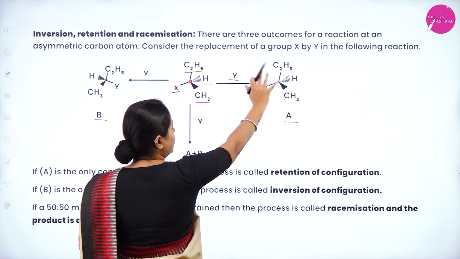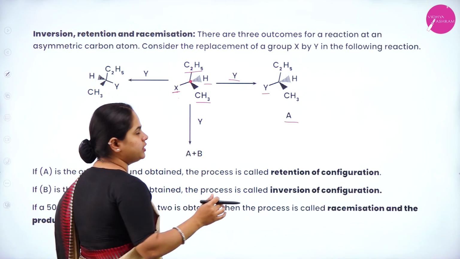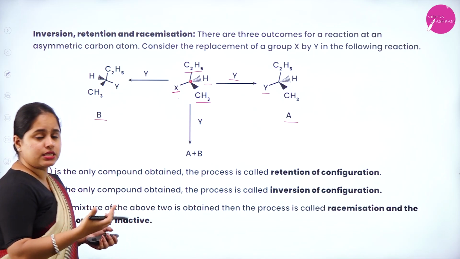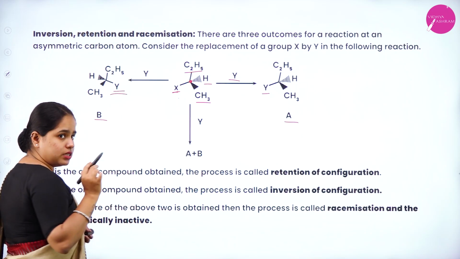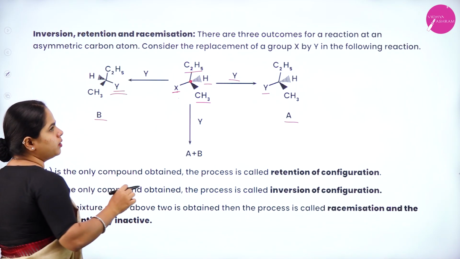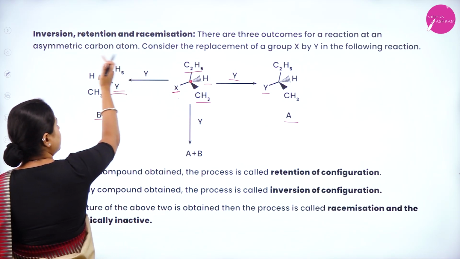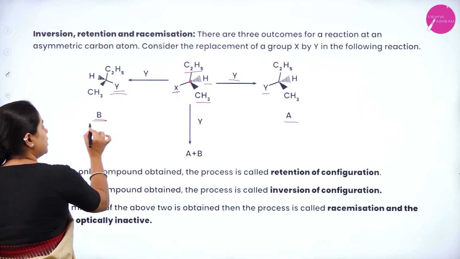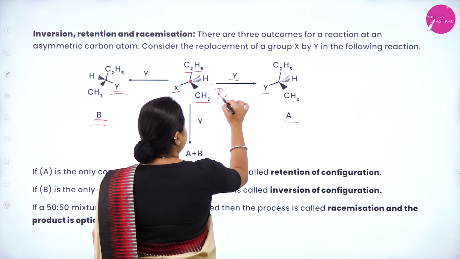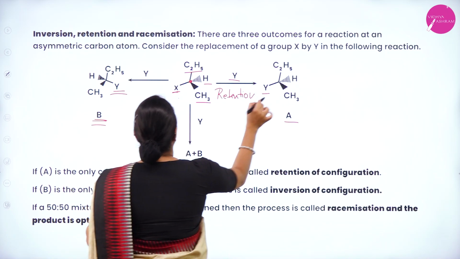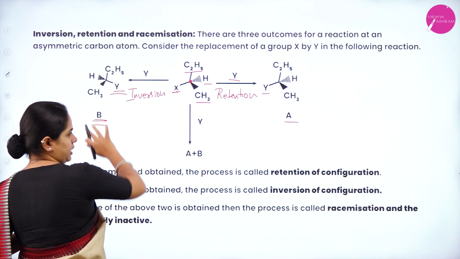So all the other groups will be present in the same place, right? Their position has not changed. So this is retention of configuration. Now here you can see instead of X, Y has been substituted, but the position of the other substituents has been inverted. Here it was towards the right side, here it is towards the left side. So this is the product B in which inversion has taken place. So here there is retention of configuration and here there is inversion of configuration.